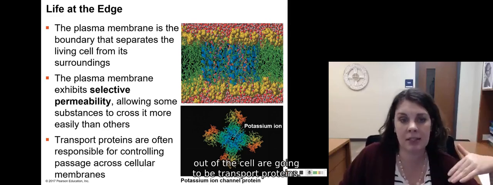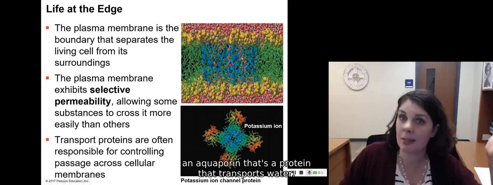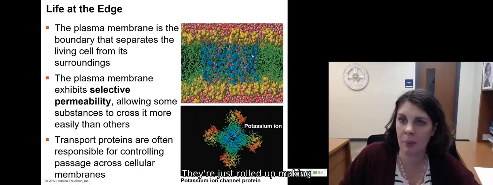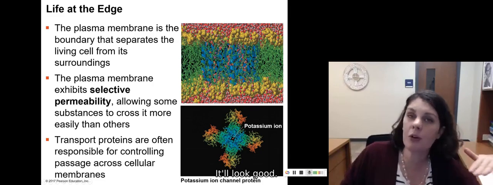Often a lot of what controls what can move in and out of the cell are going to be transport proteins. In this picture, this is a picture of an aquaporin. That's a protein that transports water. So you can see these blue alpha helices. They're just rolled up. They're making just a little channel in the membrane here. And you can see these little water molecules are able to come through.